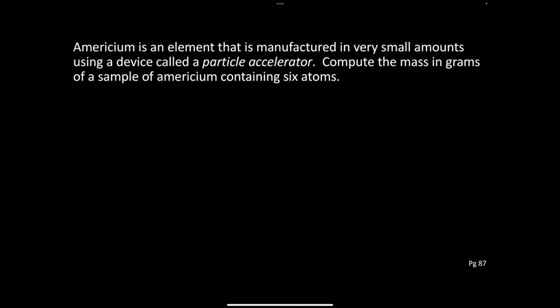I would encourage you, as you're working on your homework as well, to refer back to these examples in your textbook. They will help you. So this is the example at the end of page 87, and it'll go on to page 88. It says americium is an element that is manufactured in very small amounts using a device called a particle accelerator. Compute the mass in grams of a sample of americium containing 6 atoms.